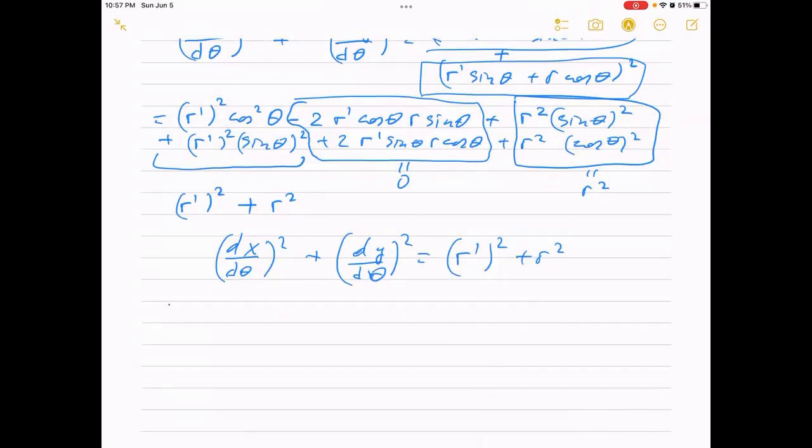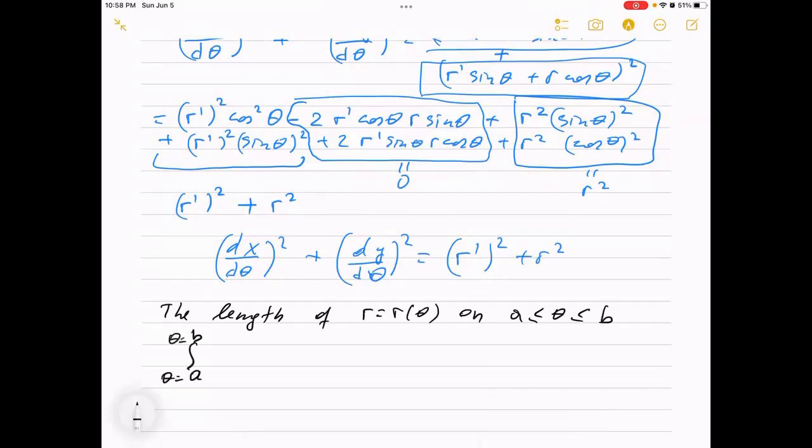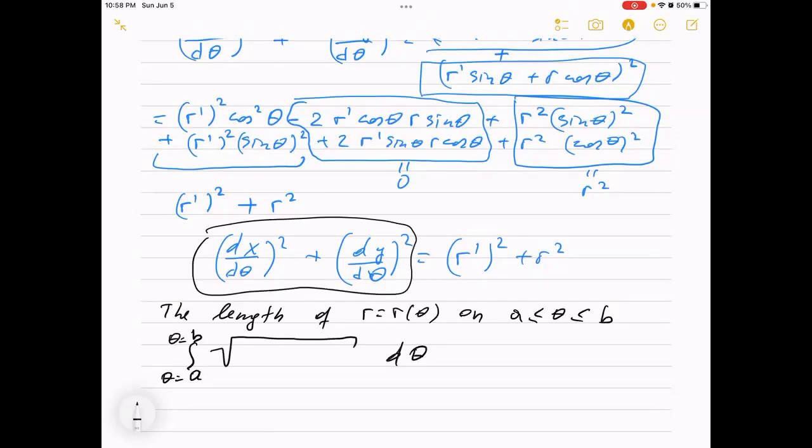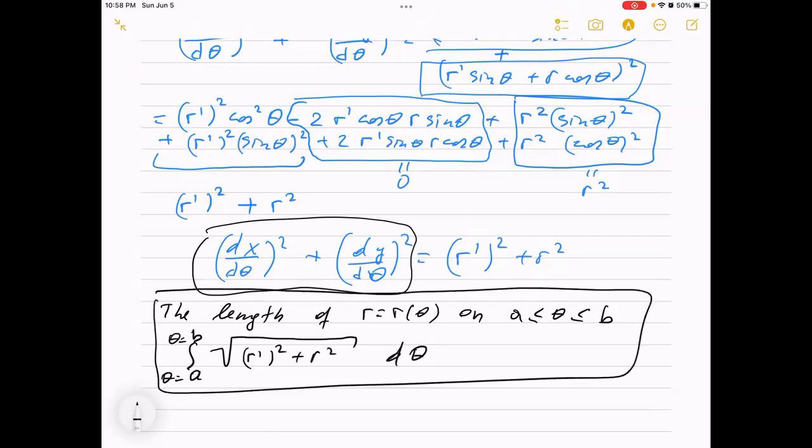So we got a shortcut formula for the length of the polar curve r equals r of theta on the interval where theta is between a and b. It is given by the integral from theta equals a to theta equals b of the square root, d theta. Instead of writing the derivative of x squared plus the derivative of y squared, we write r prime squared plus r squared, and that is the shortcut for arc length in polar.